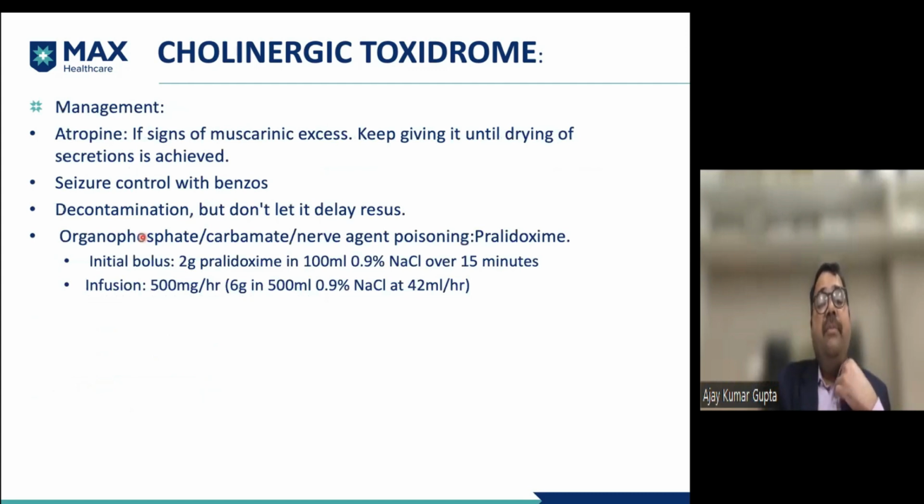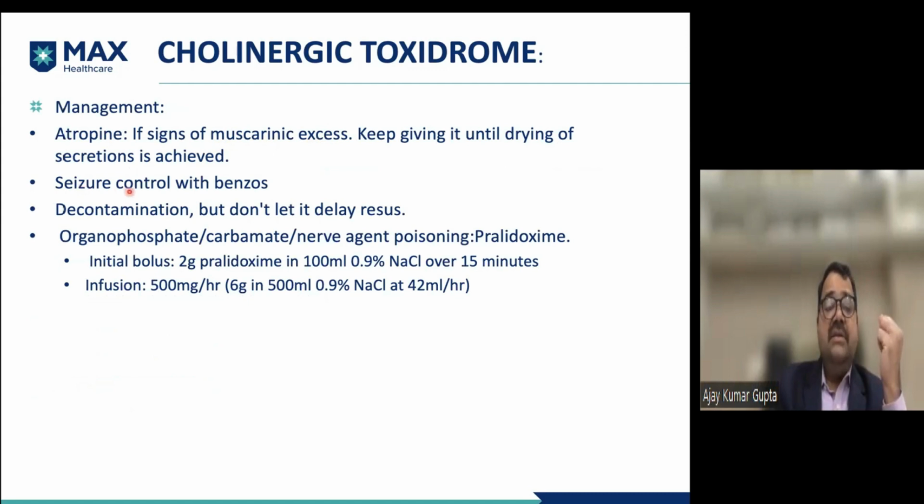So we talk about the management. Now we talk about the management of the cholinergic toxidrome. In the management, we say that yes, atropine is the first treatment of choice. And if the signs of muscarinic excess are there, then you should be giving atropine, and you have to keep giving it until there is dryness of the secretions.